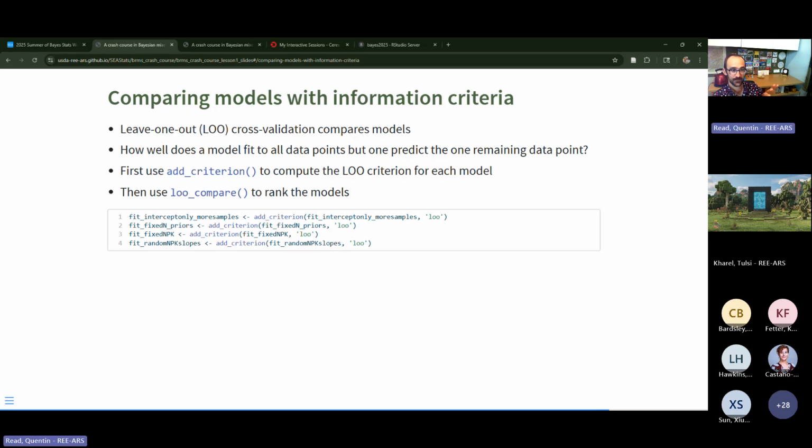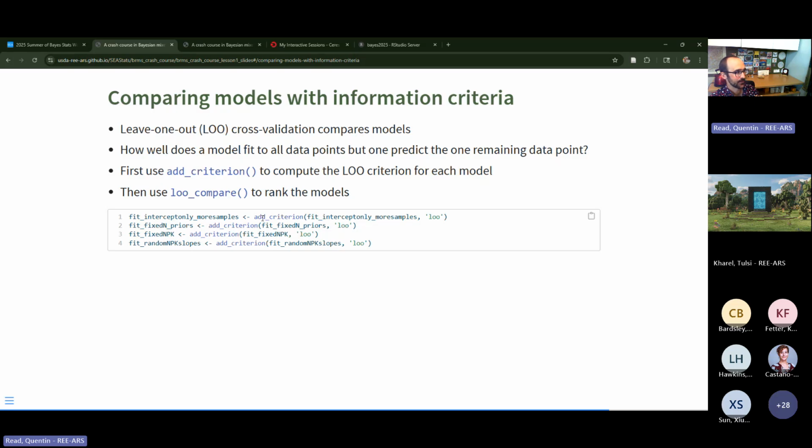Leave one out means, imagine we fit the model to all the data points except one and then predict that data point. So the model was fit not seeing that data point and then predict it. And we repeat that until the model is fit to all the data points. But we don't actually have to fit the model as many times as we have data points. There's actually a computational shortcut that you can use to get an approximation of that without having to refit the model over and over. And it is implemented in this function called add_criterion that computes the leave one out, the LOO criterion for each model.